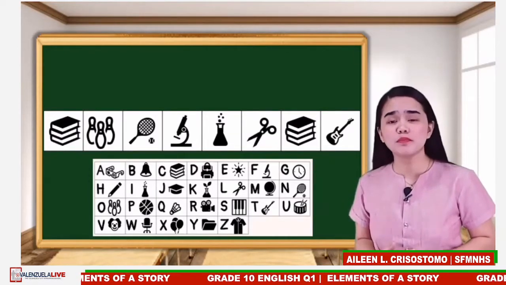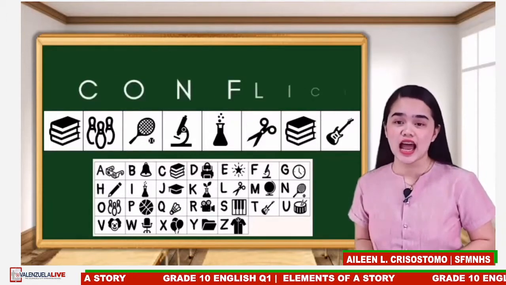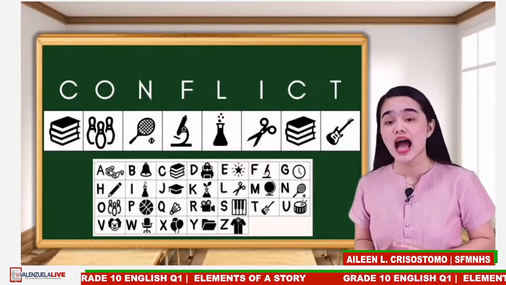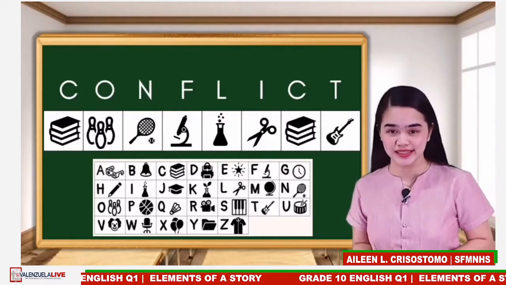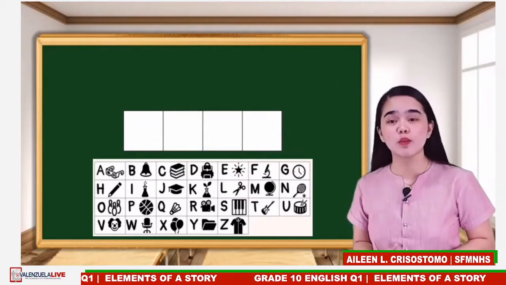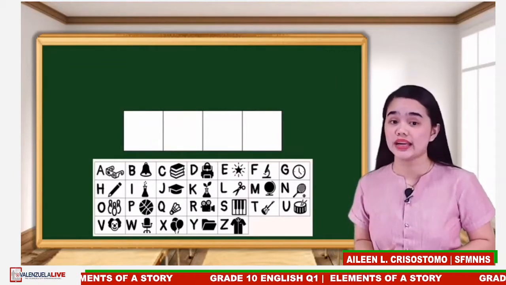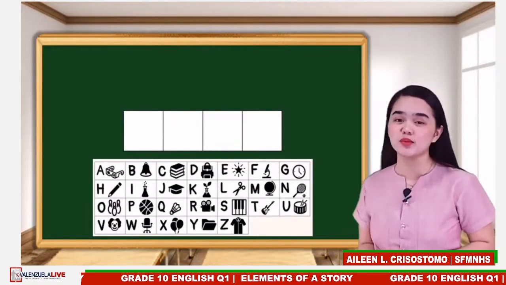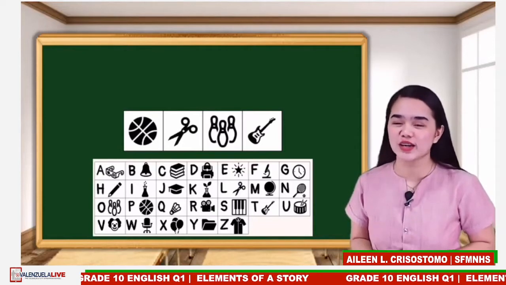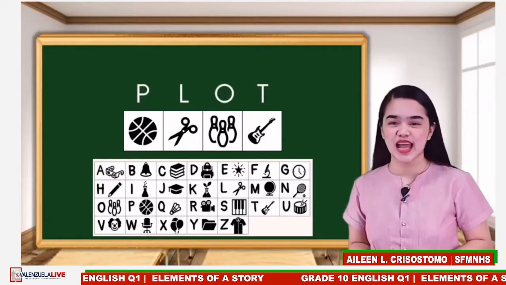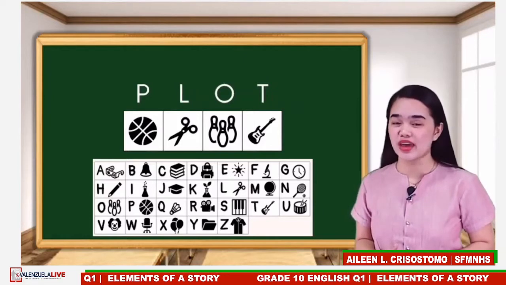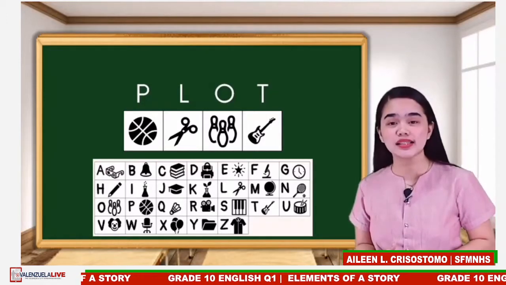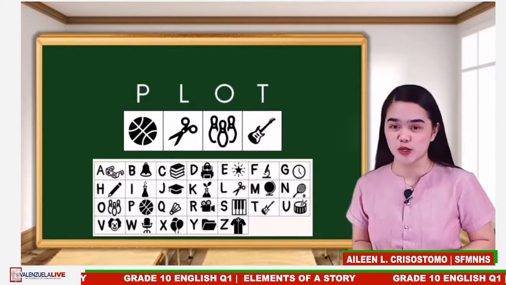Right, the element being described is the conflict. I hope that you still remember the different types of conflict a certain story has. Let's proceed to the next story element. This is the trunk from which all the other elements grow, and it is used to describe the events that make up a story. Here are your clues. The answer is plot. Again, plot refers to the sequence of events in the story starting from the exposition, rising action, climax, falling action, and resolution.